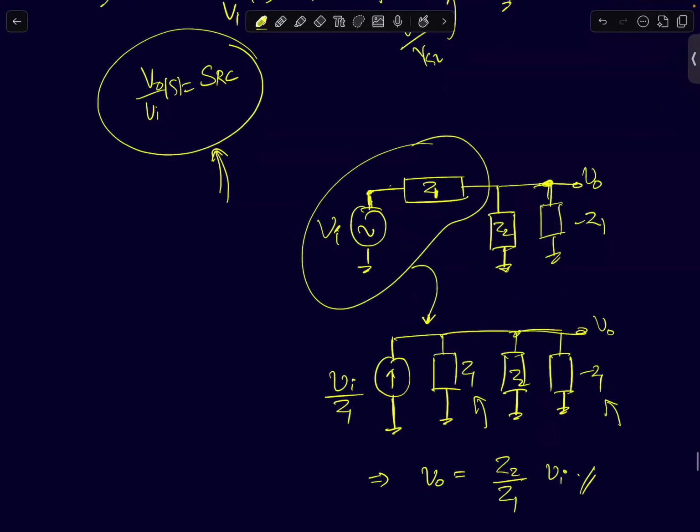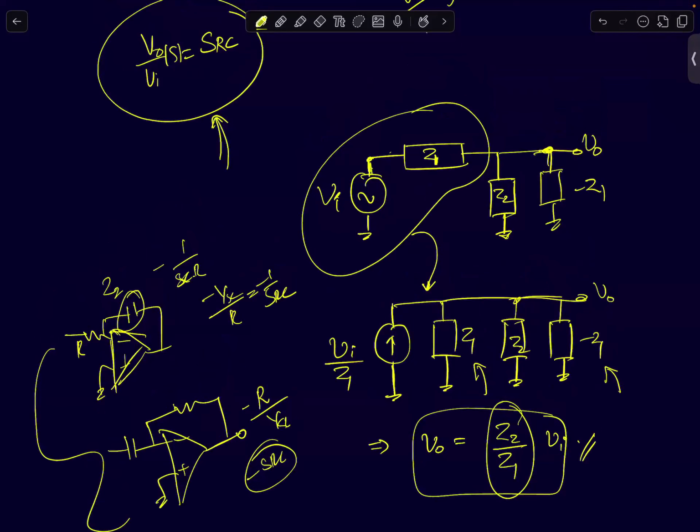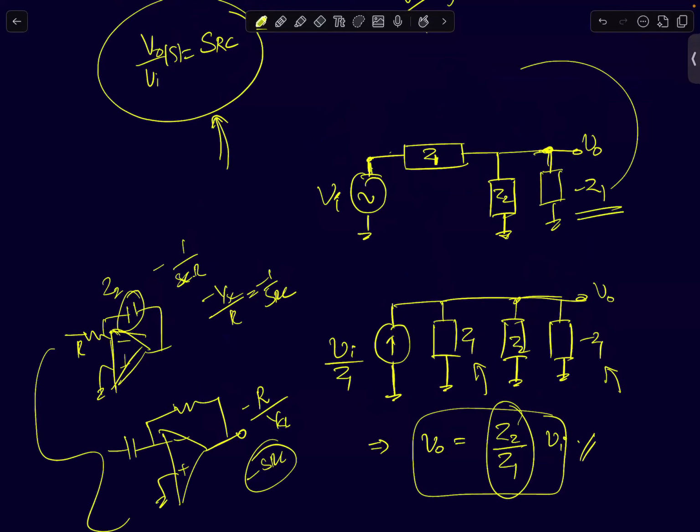Now, I was able to realize a similar ratio of two impedances, provided I'm somehow able to realize a negative impedance of value minus Z1, which is the negative of the series impedance at the input port. If I have such a circuit like this, then I can realize this. Now the question is, how do I realize a negative impedance? How to realize negative resistance?